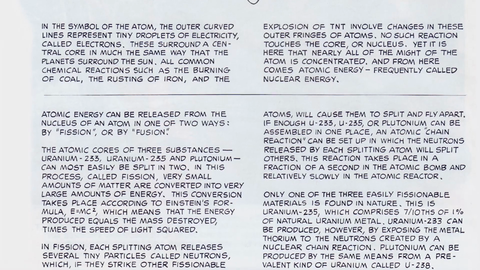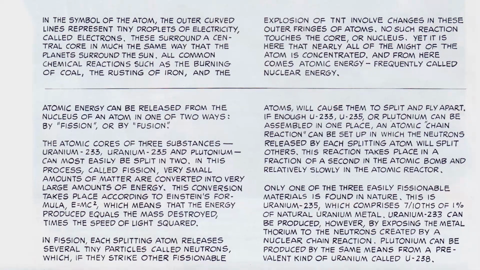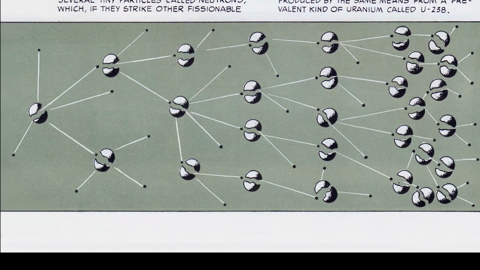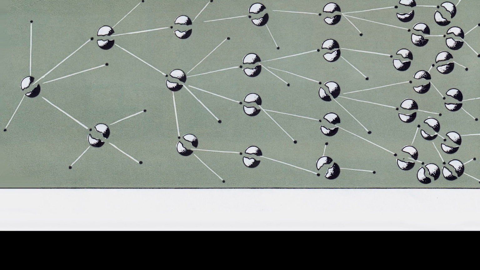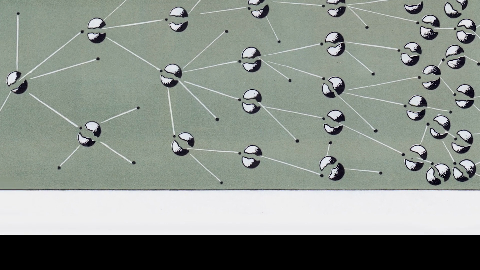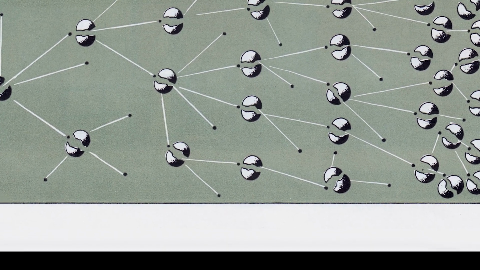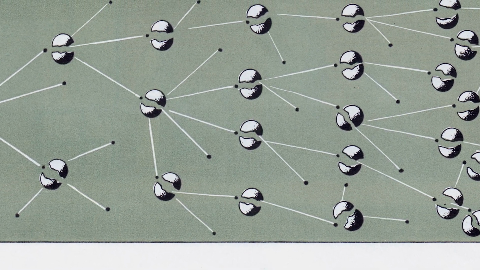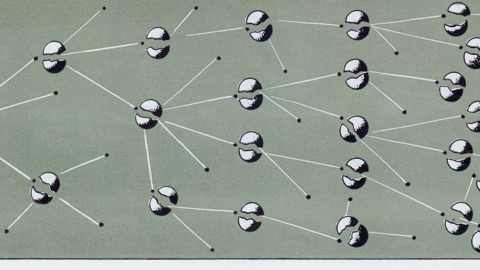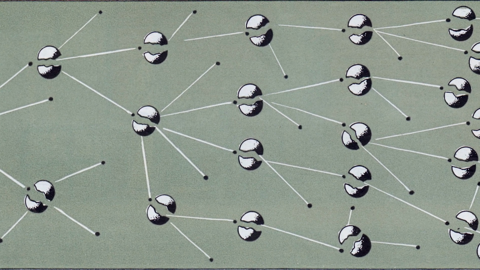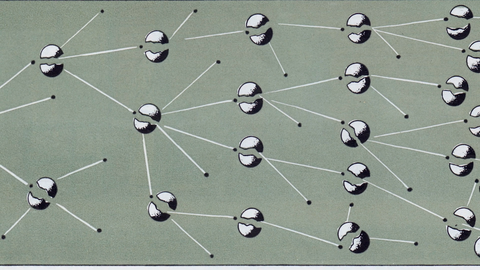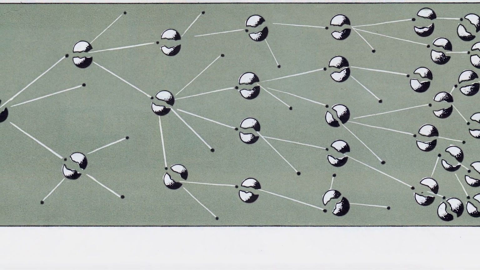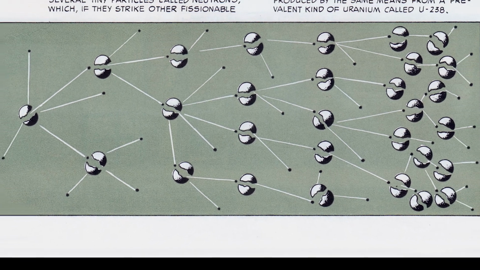Yes. Atomic energy can be released from the nucleus of an atom in one of two ways, by fission or by fusion. The atomic cores of three substances, uranium-233, uranium-235, and plutonium, can most easily be split in two. In this process, called fission, very small amounts of matter are converted into very large amounts of energy.